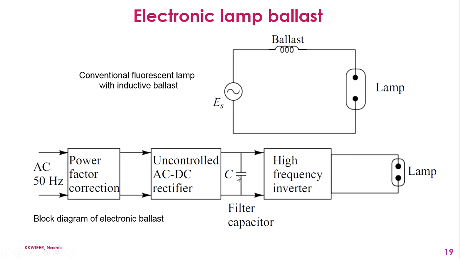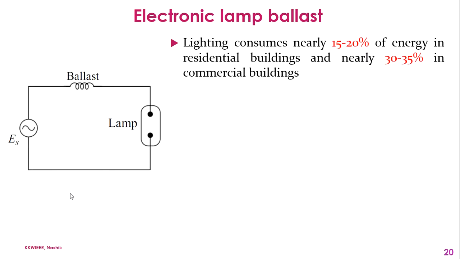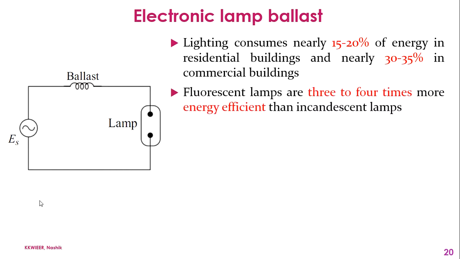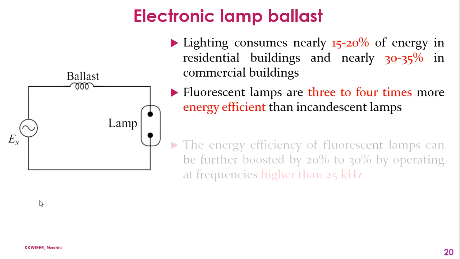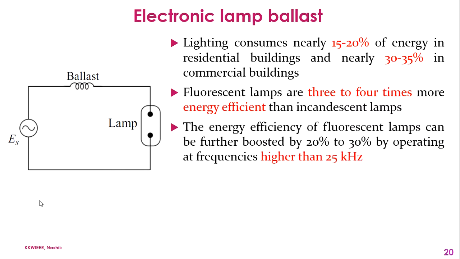So the input to this block diagram is an AC supply of 50 Hz. Lighting consumes nearly 15 to 20% of energy in residential buildings and nearly 30 to 35% in commercial buildings. Fluorescent lamps are 3 to 4 times more energy efficient than incandescent lamps. The energy efficiency of fluorescent lamps can be further boosted by 20 to 30% by operating at frequencies higher than 25 kHz.